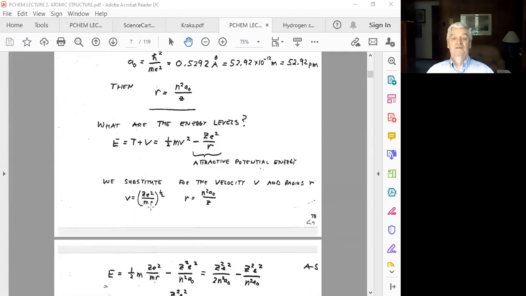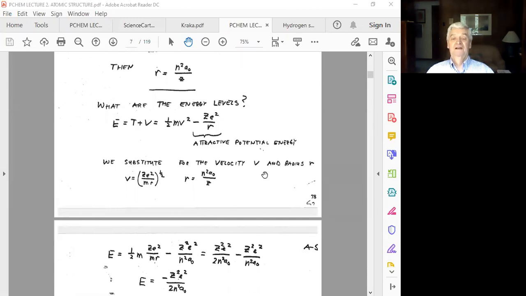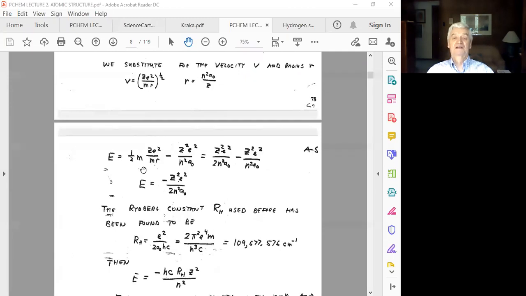He's already given us a formula for velocity. He's given us a formula for r. So it's just a matter of plugging this in. I'm not going to go through this step by step, but when we put it all together, it turns out that this is absolutely correct for giving us what the energies would be for the n=1, n=2, n=3, etc. orbitals.